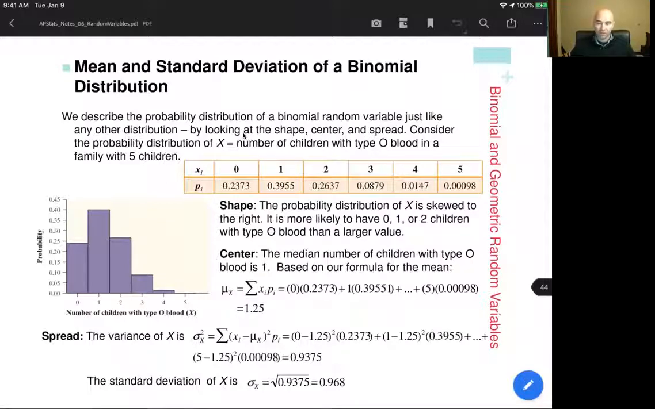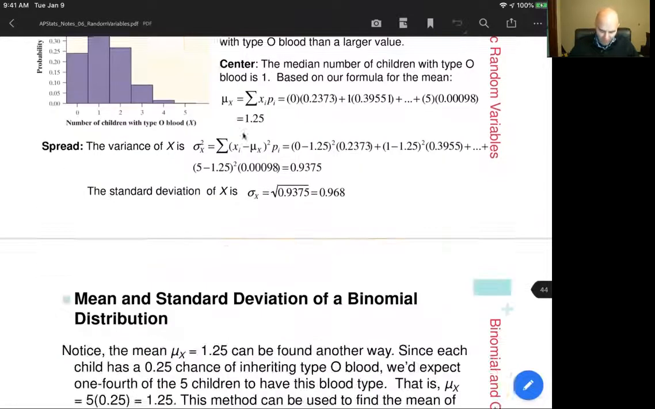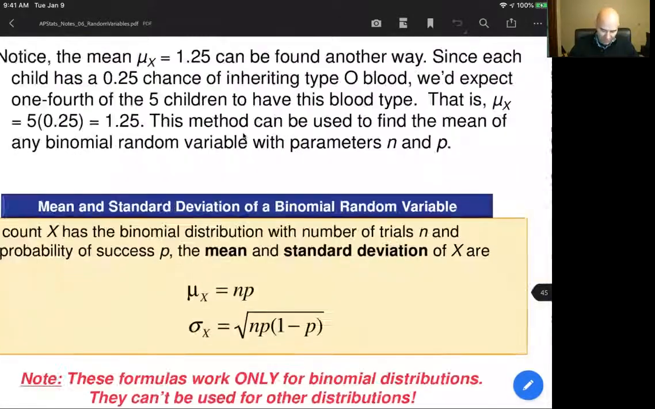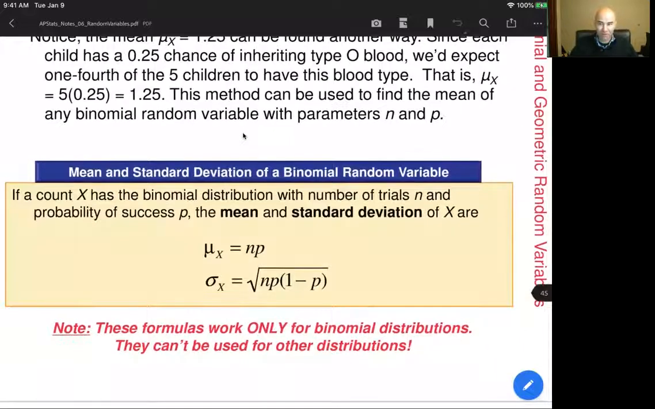Besides calculating the probabilities of specific values in the binomial distribution, it's also important to figure out how to find the mean and standard deviation. This will come up later in chapter 7 and 8 and 9, and we'll explore this idea in great detail. But to calculate this, we can do a weighted mean like we did before, but what we'll find is that these formulas will give us the mean and standard deviation.